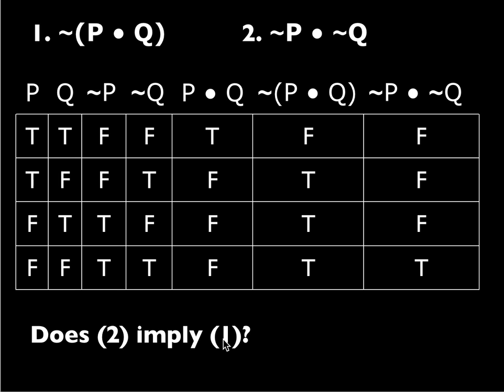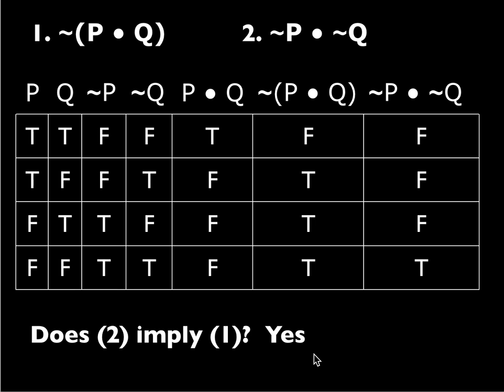Does 2 imply 1? Same thing, we're going to look for a counterexample row, but the counterexample row is going to be different. Now the counterexample row we're going to look for is a row where 2 is true, but 1 is false. Is there any row where 2, which is here, is true, but 1, which is here, is false? And you can see there isn't any such row. So there's no counterexample row, so 2 does imply 1. The answer is yes.